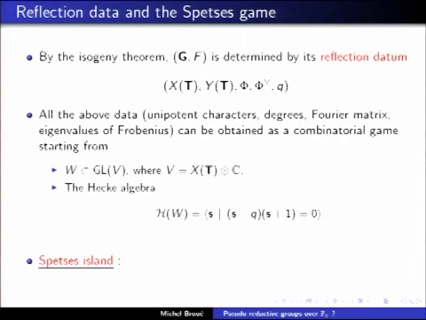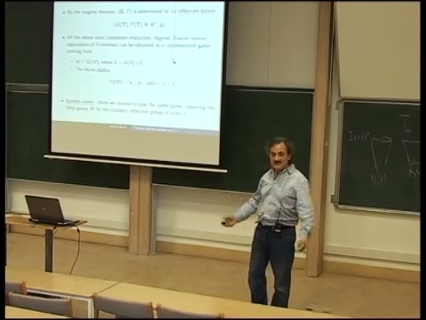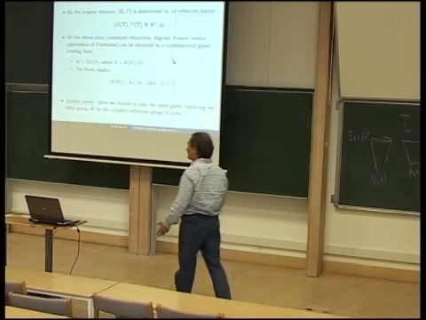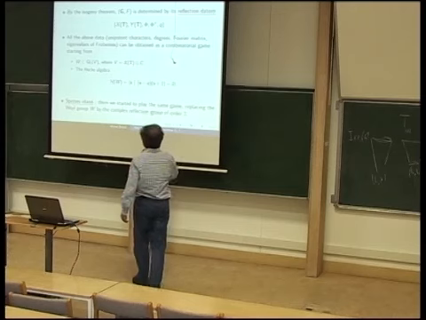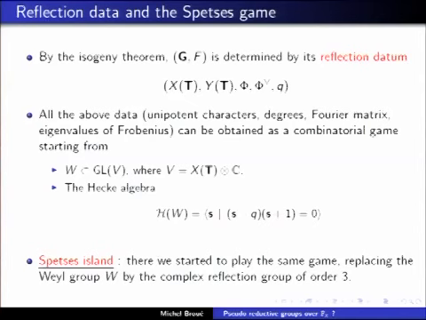And the spirit is that we start this game when we replace the Weyl group by the complex reflection group, which is the cyclic group of order 3. After all, this is the first non-trivial example of a complex reflection group which is not a Weyl group. And doing this work, you start with the Weyl group with the suitable Hecke algebra and you start to build up all the machinery.